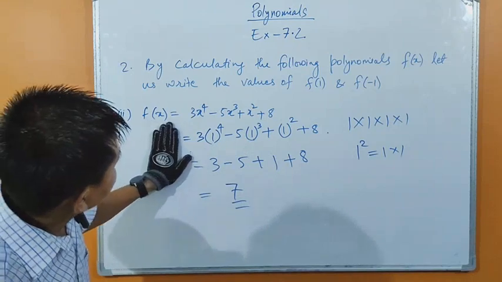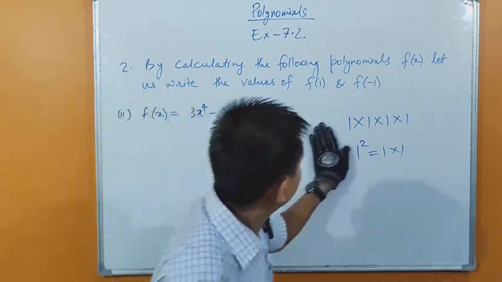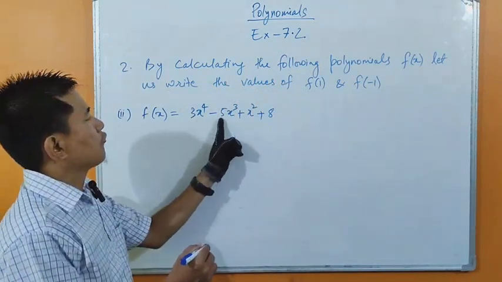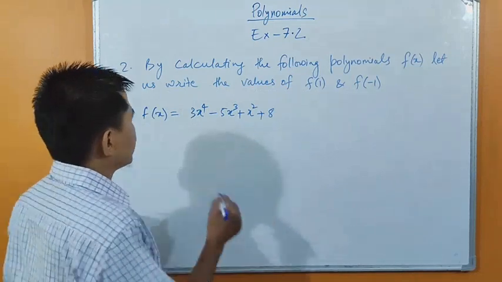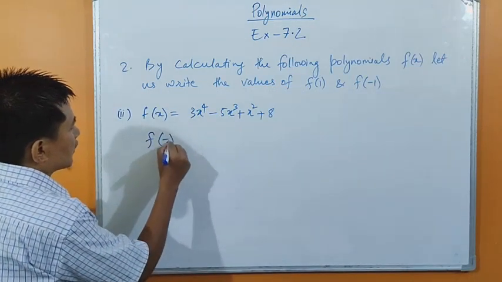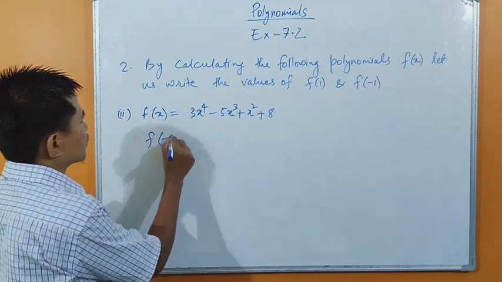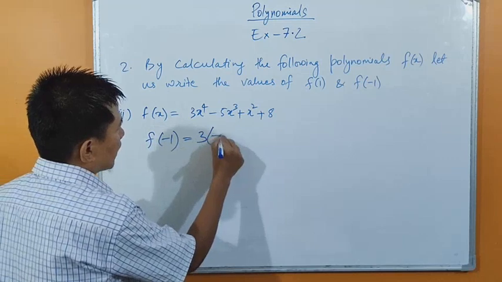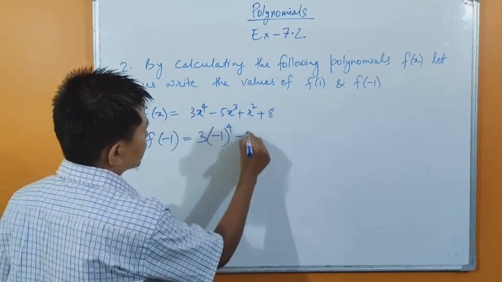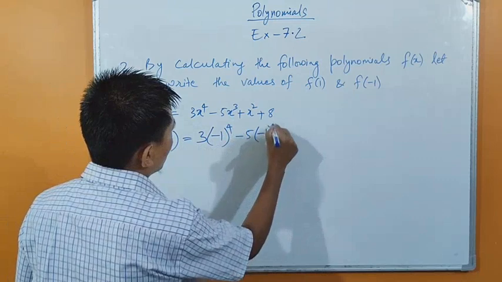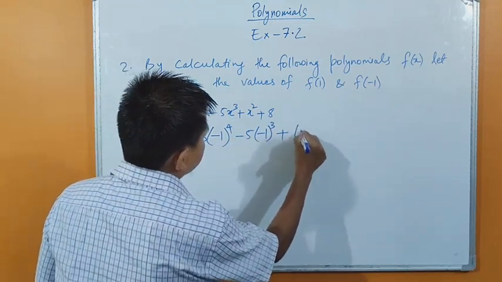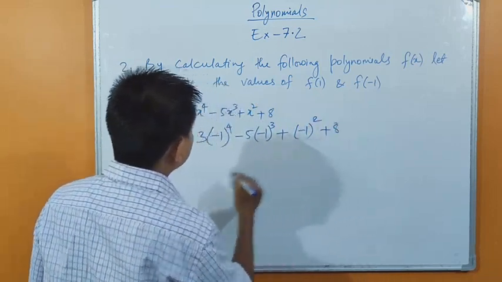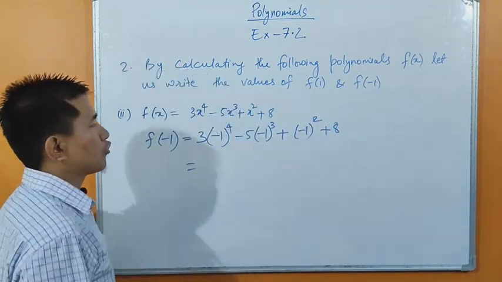So the expression is 3x to the power 4 minus 5x cubed plus x squared plus 8, f minus 1. Wherever you see x, you put minus 1, because we are finding the value of f minus 1. 3 times (minus 1) whole to the power 4 minus 5 times (minus 1) whole cubed plus (minus 1) whole squared plus 8, isn't it? Now, minus 1 whole to the power 4.